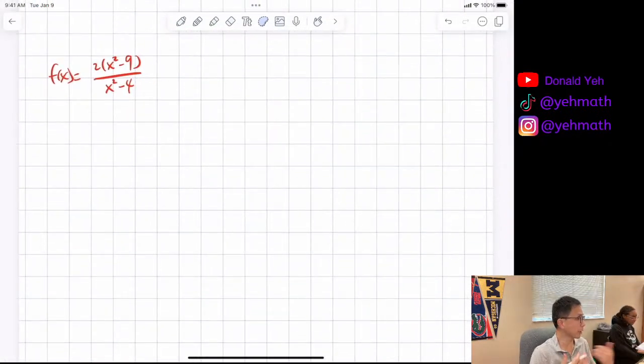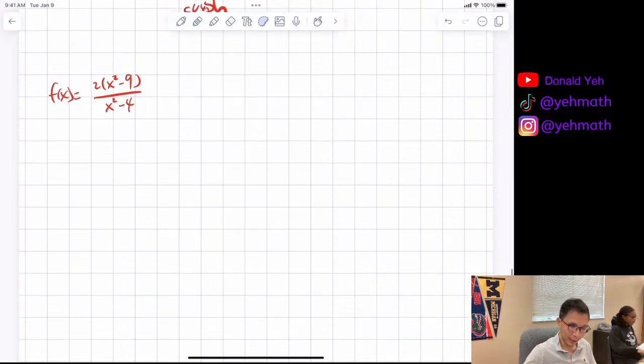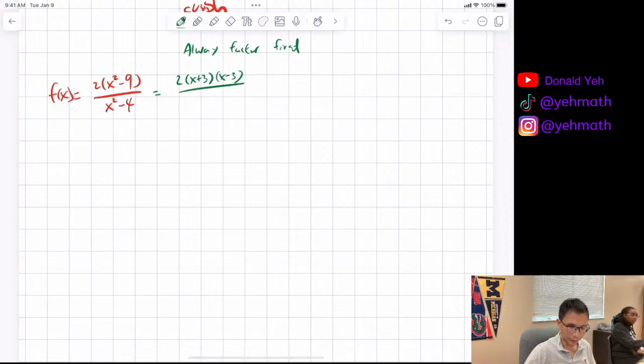So first of all, we're gonna find all the information. And I forgot to mention that before you find all the information, it's probably better to factor everything, because sometimes you can find a hole, for example, if the second equation doesn't have anything. So I always factor. So write it down: always factor first. And I'm gonna factor the top. So it'll be 2 times x plus 3, x minus 3, over x plus 2 times x minus 2.